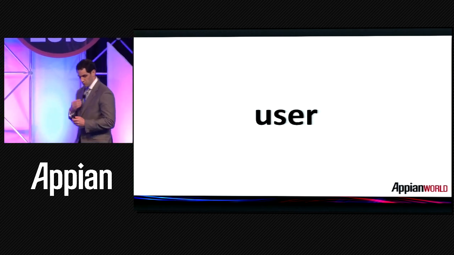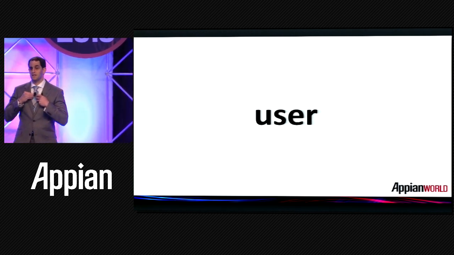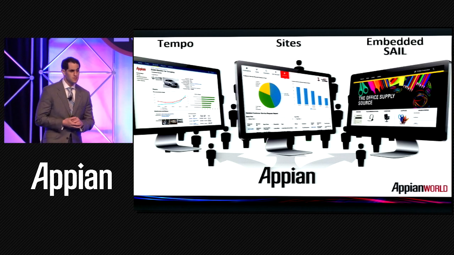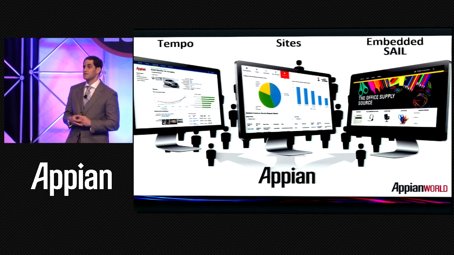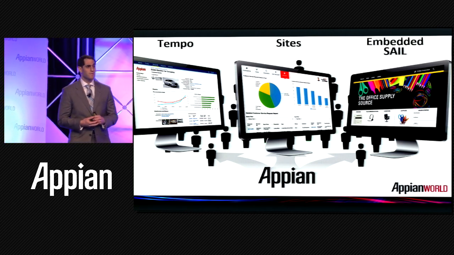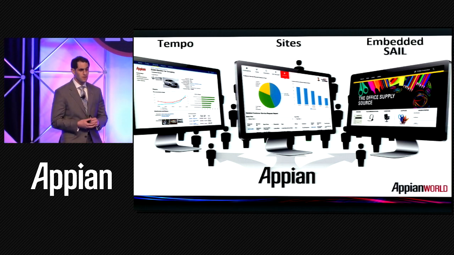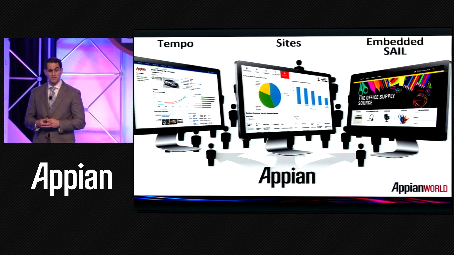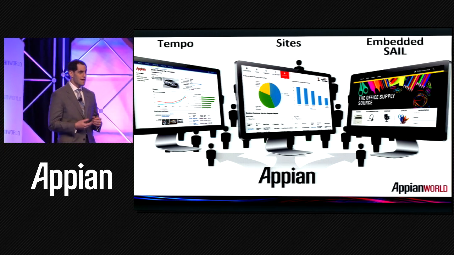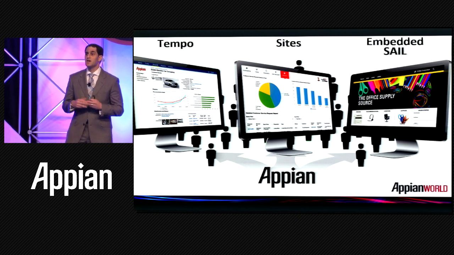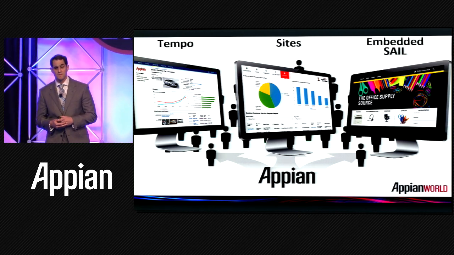Thanks, Malcolm. So I want to start by reminding everyone of the three different ways that users experience Appian. There's, of course, Tempo. That's our knowledge worker interface on both web and mobile. It's probably the one that most of you are familiar with. It's the one we've had the longest. Sites is one of our newer interfaces. It's our fit-for-purpose interface, again, both on web and mobile. And we have Embedded Sail, which is Appian's technology for putting user interfaces inside of custom websites.